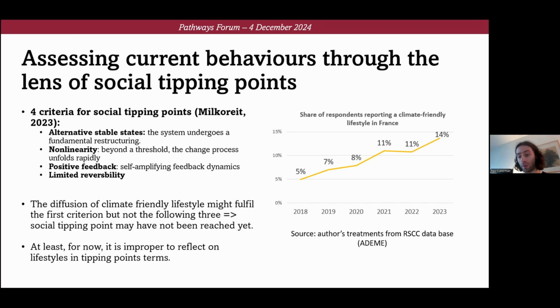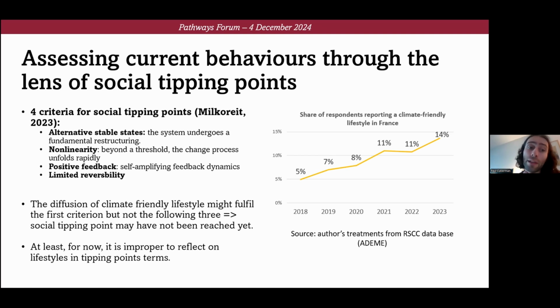And so I tried to plot the share of respondents reporting climate-friendly lifestyle in one of my surveys across 5 years to get an idea of what the trend was and if we could say that a given social tipping point had been crossed. And the first criterion can be said to be fulfilled, because as you can see on the graph on the right, there has been a steady increase since 2018, with a number of respondents reporting a climate-friendly lifestyle that is at least 3 times higher than 5 years before.